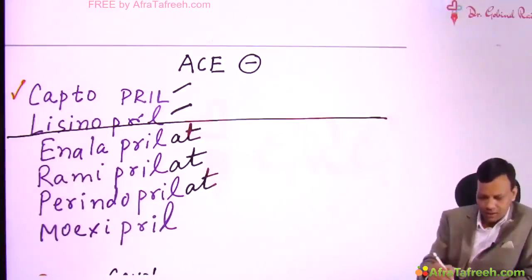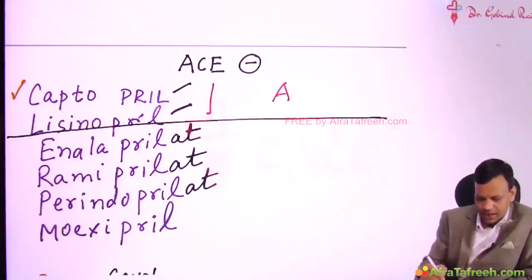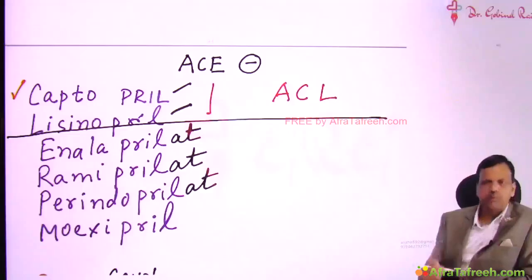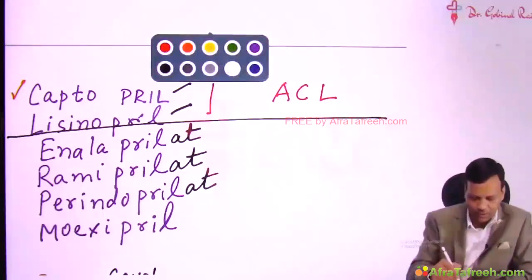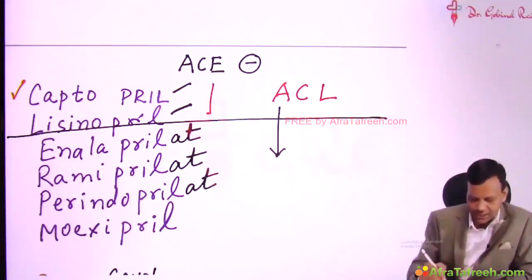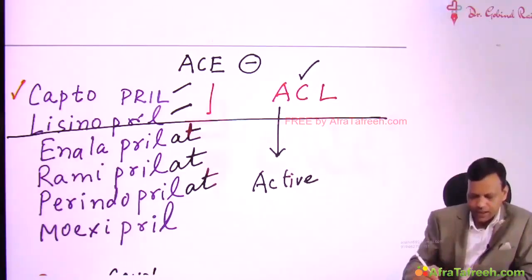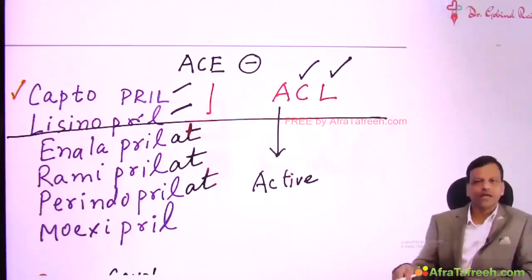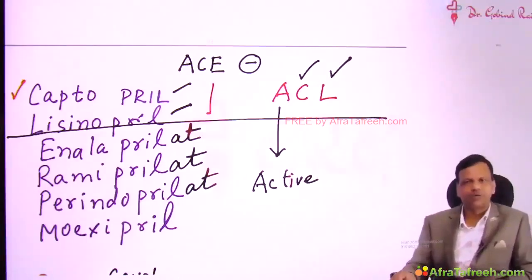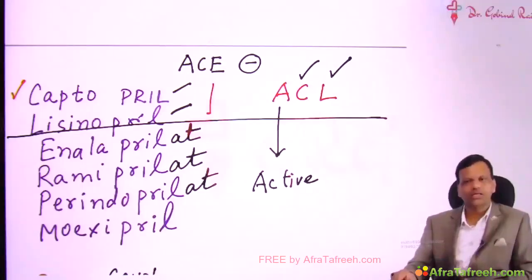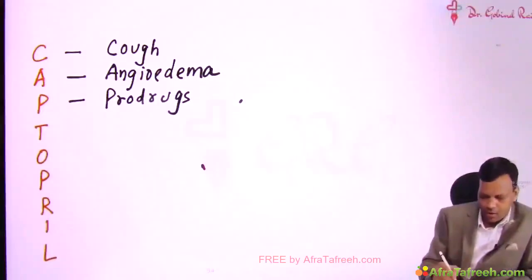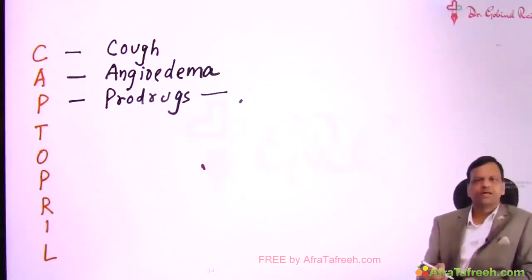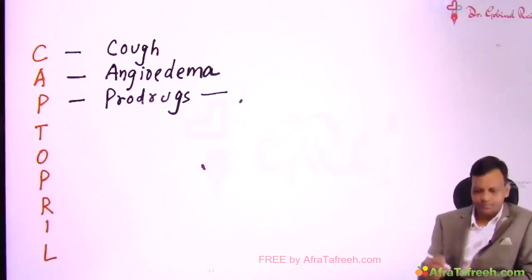And this also you can remember. We commonly study in anatomy the anterior cruciate ligament. We commonly say ACL. So from the ACL you can remember that active ACE inhibitors are captopril and lisinopril. All other ACE inhibitors are prodrugs.